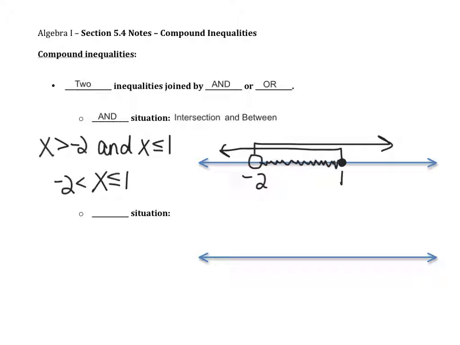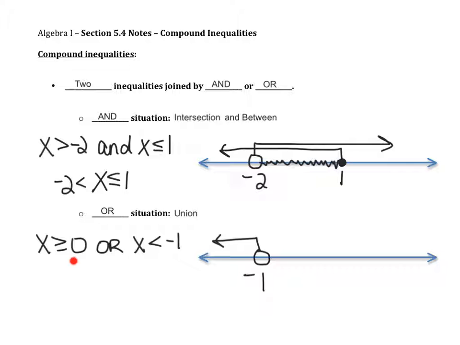Let's move on to or situations. An or situation is a union of two separate inequalities. So let's look at an or situation. X is greater than or equal to 0, or x is less than -1. Graph the smaller number first, which is actually the -1. So I will put an open circle at -1, and it would be going to the left since it's less than. Then we'll graph the greater than or equal to 0, so that would be a filled-in circle, a closed circle, at 0, and that would be going to the right.